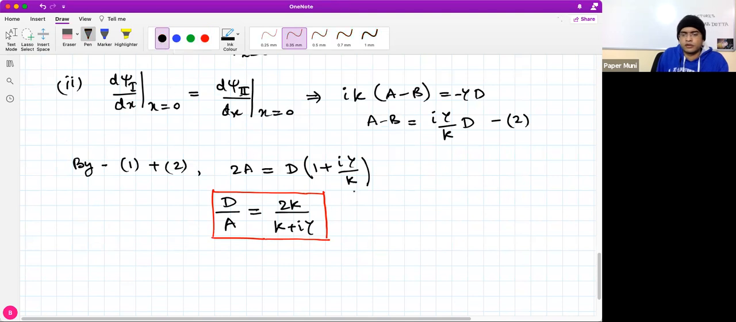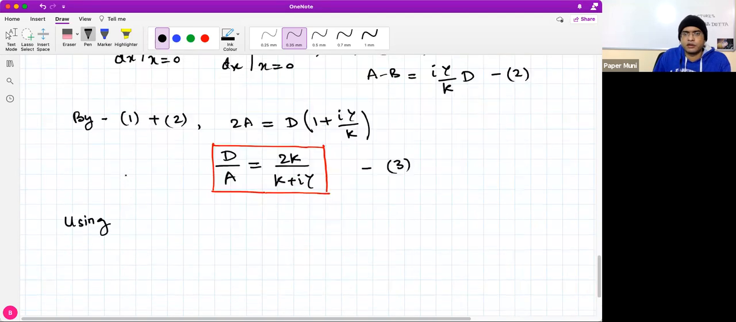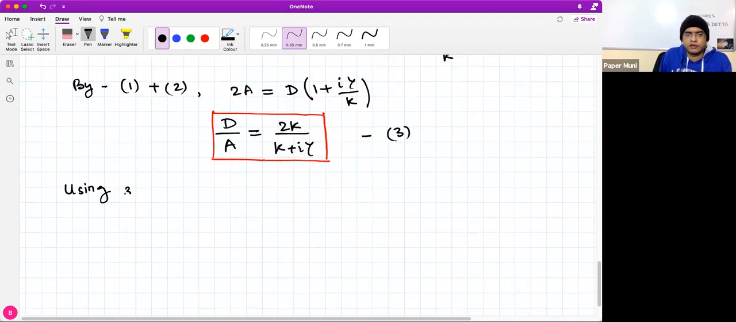Now we have this equation. Let's call it, so this was 2, and this we'll make 3. All right, so we have the relationship between A and D. Now let's talk about getting the relationship between A and B. Using 1, if you place this thing instead of D, using 3 in 1. Okay, so this is 1.